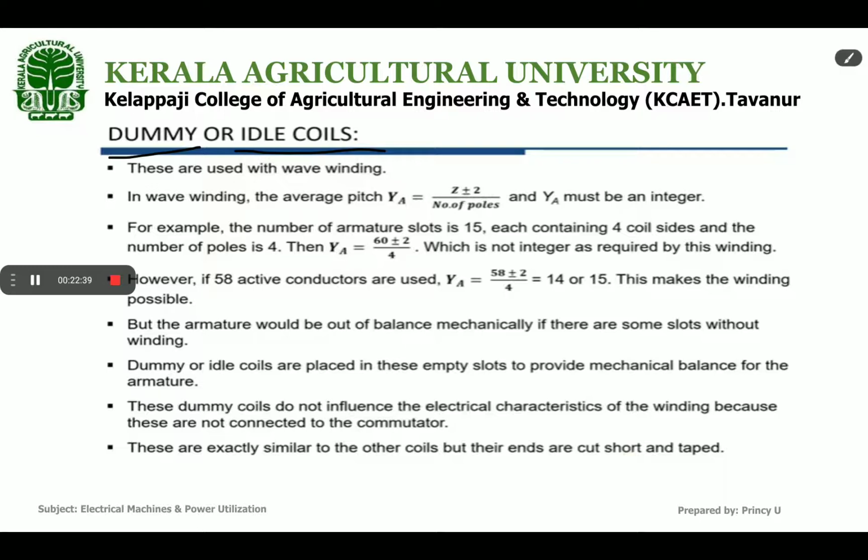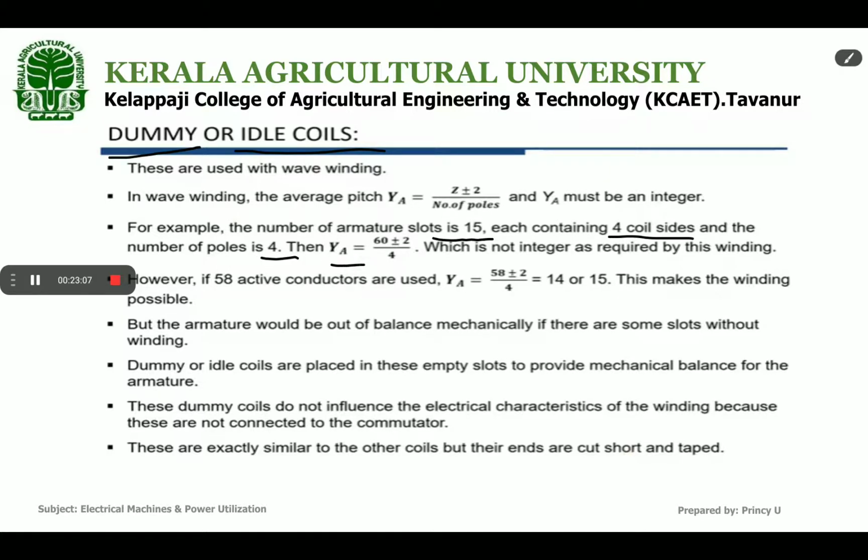Okay, now the number of armature slots, just take it as 50, and each contains 4 coils. We are going to do an armature winding where each slot can hold 4 coils. So what will be the total number of conductors? 15 into 4, that is 60. Total number of conductors is 60. So we need 60 conductors, and the number of poles is 4.